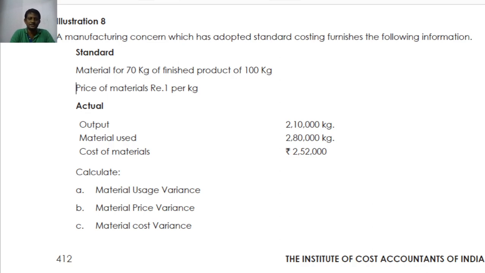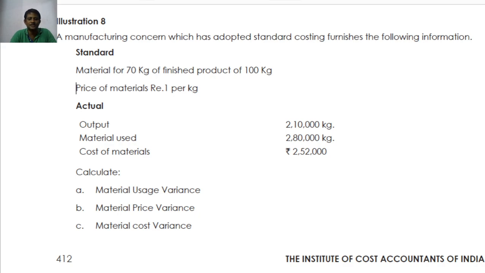Material for 70 kg of finished product of 100 kg. So for producing 70 kg of finished product, 100 kg of material is required, and price per kg is 1 rupee. Come to the output. Output is how much? 2,10,000 kg. Material used how much? 2,80,000 kg. Then cost of material is also given, 2,52,000.